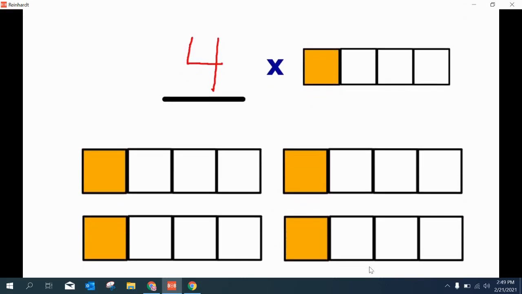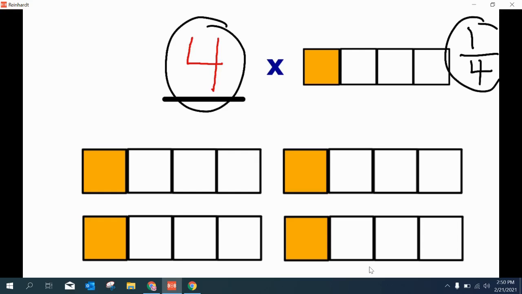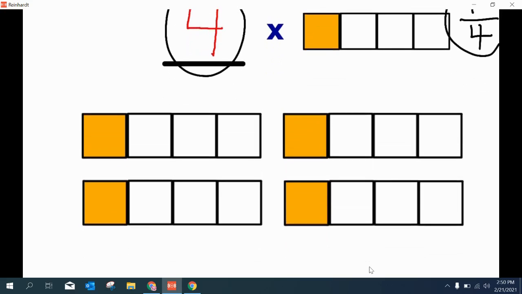Our first example, our whole number is 4, which you can see written here in red. And then I have a diagram or a picture that shows a fraction. So think of these as cubes. I have one orange cube and I have 4 cubes total. So the one colored is 1 out of 4 total. My fraction is 1/4. I want 4 1/4s. So below, I have drawn for you 4 1/4s.